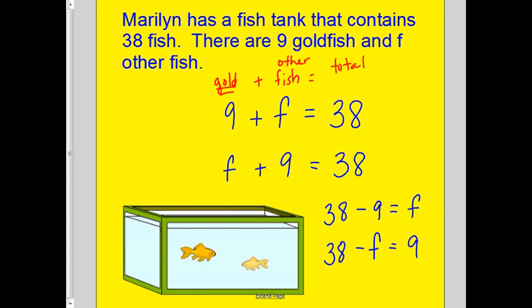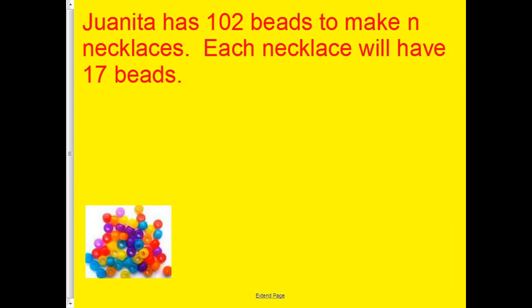When you look at these, you should be thinking about fact families, because that's an awful lot like what you're looking at here. You're really looking at fact families. Another example. Juanita has 102 beads to make N necklaces. Each necklace will have 17 beads.